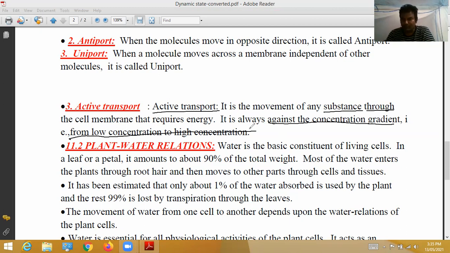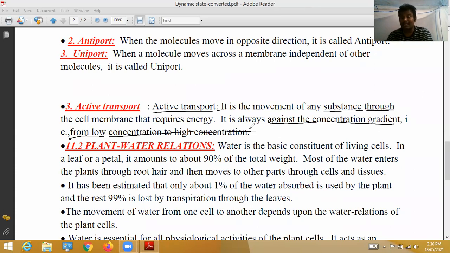Active transport is the movement of any substance, maybe minerals, ions, salts, carbohydrates, proteins, whatever the substance may be. Those substances must be transported through the cell membrane, to either side depending upon the situation, but that requires energy. I will give more information on this in the 8th chapter. That energy is provided by ATP, adenosine triphosphate.